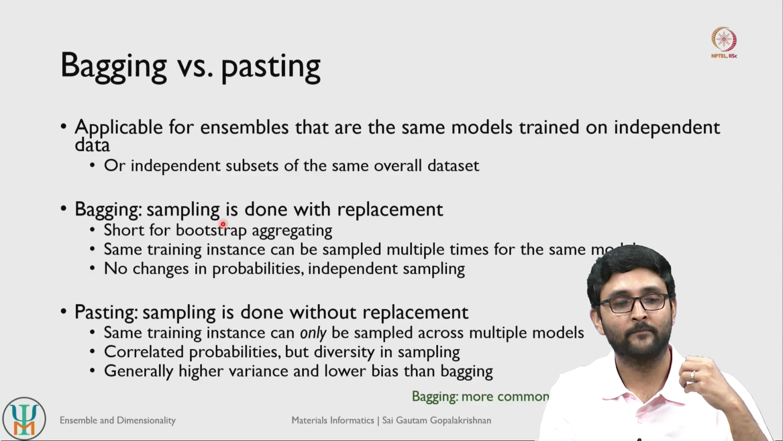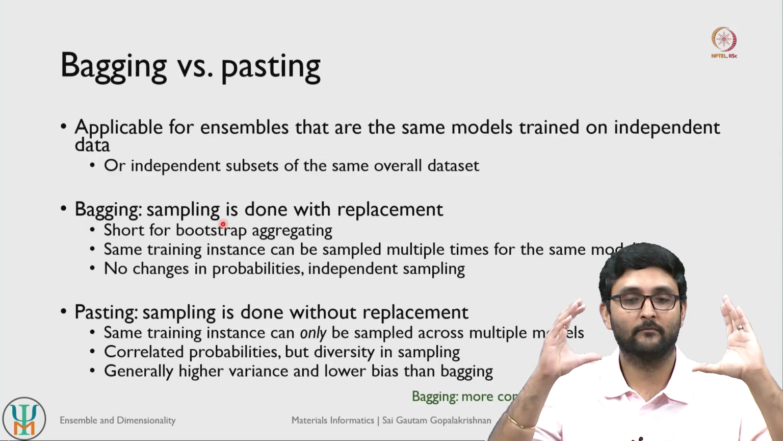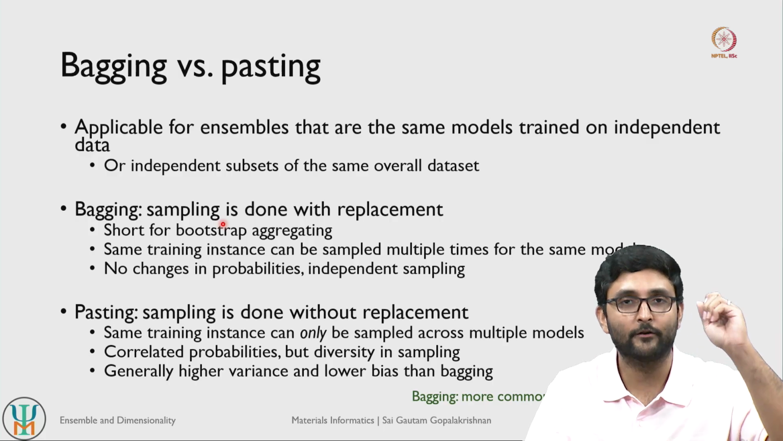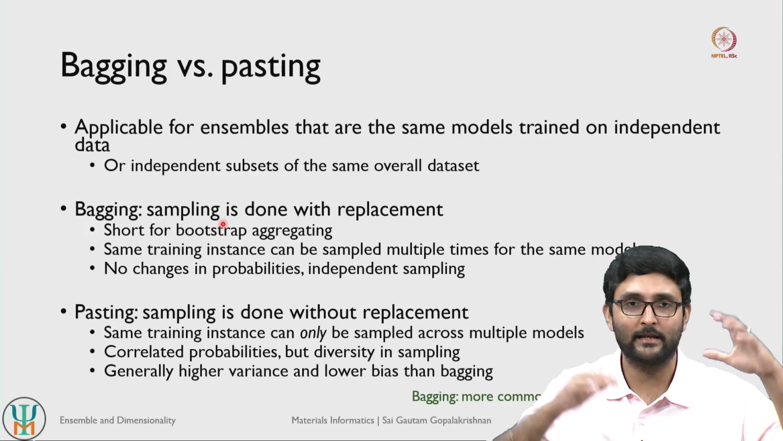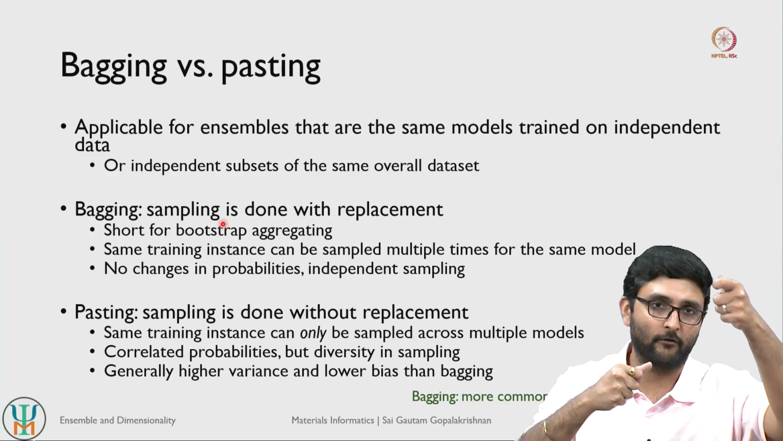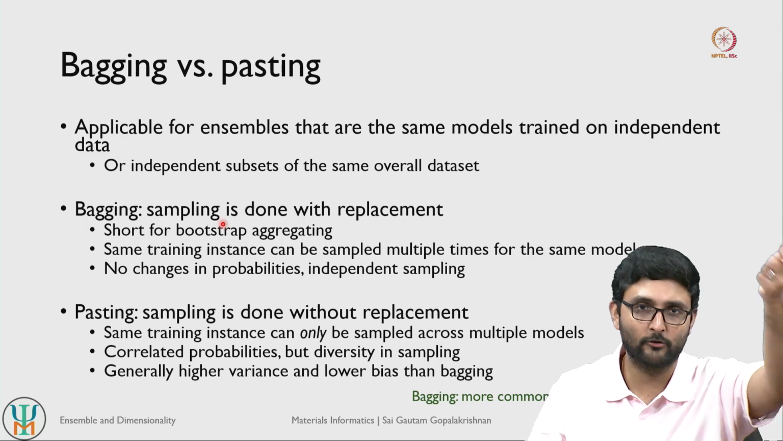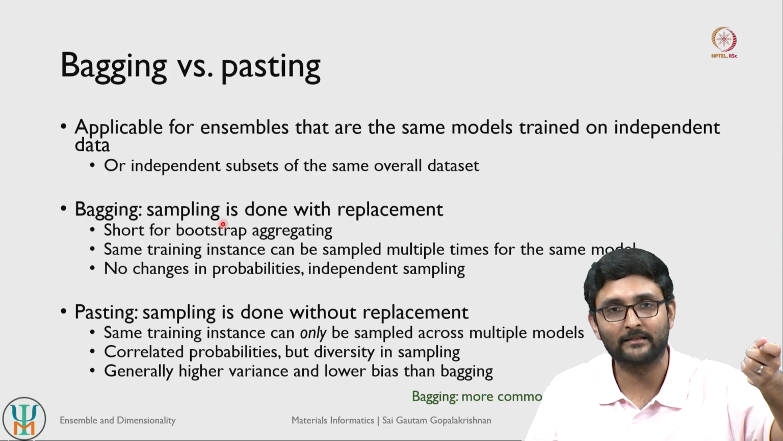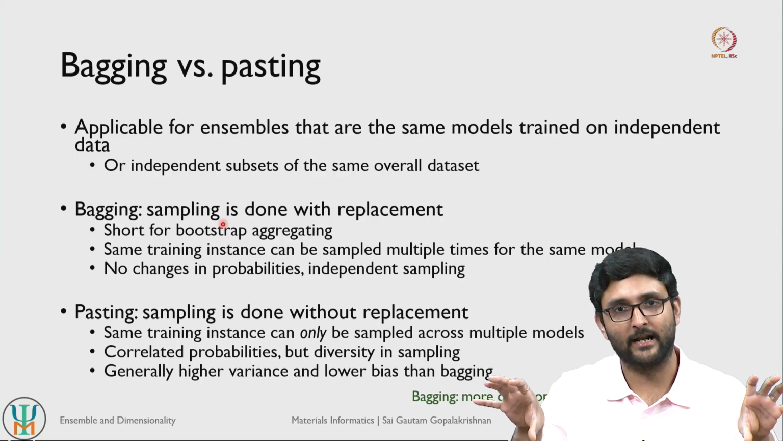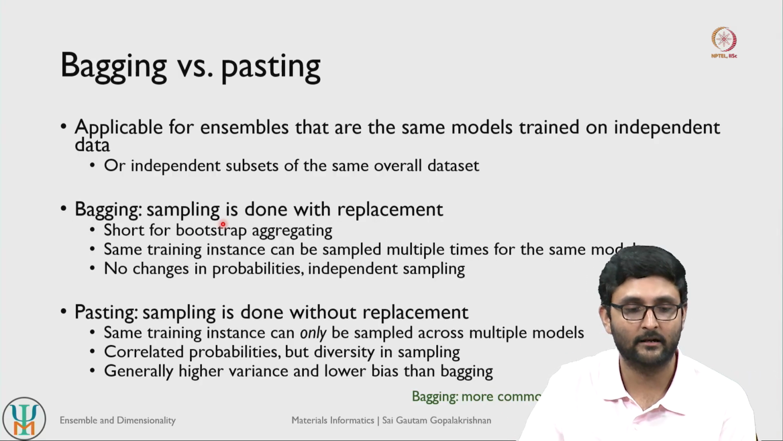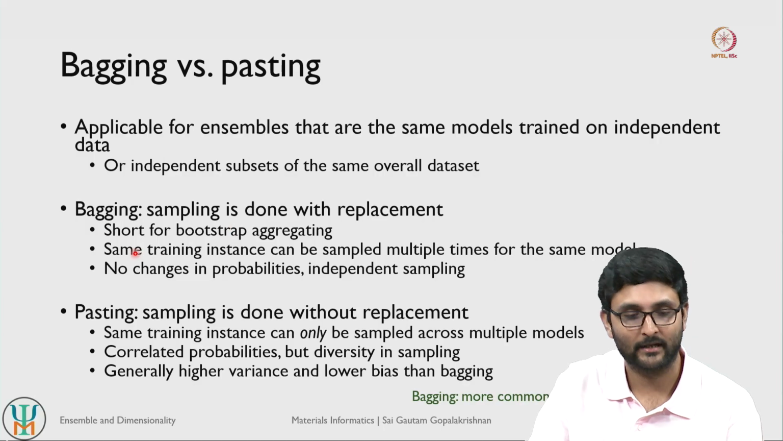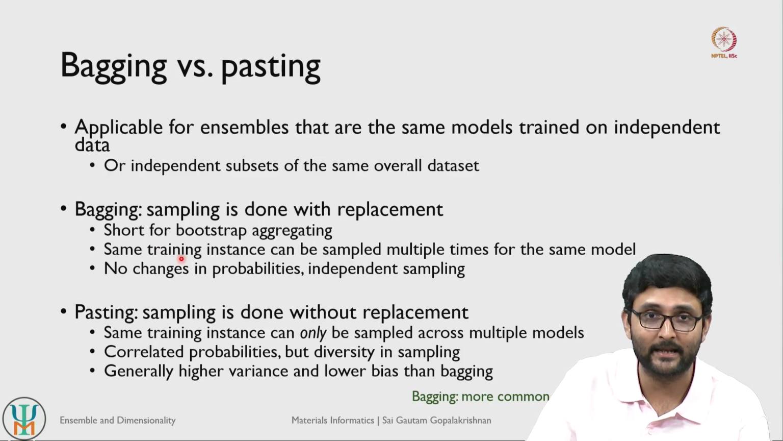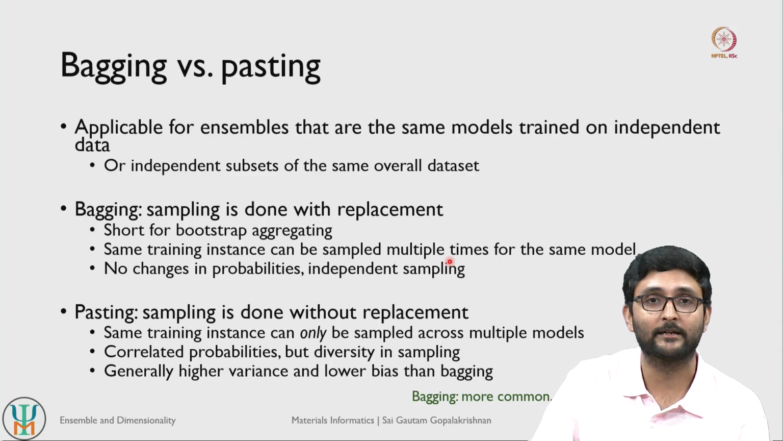So if you start off with 100 data points and you want to create a 20 data point subset, and you do replacement after sampling every data point, then you always have 100 data points to sample from, for any of the 20 data points. So you sample the first one, you put it back, and then you sample the second one, you put it back again, you sample the third one, you put it back again, right. If you create subsets of data by doing this kind of replacement, that is referred to as bootstrap aggregating or bagging. So the key takeaway message is that in bagging the same training instance, or the same data point, can be sampled multiple times for the same model.